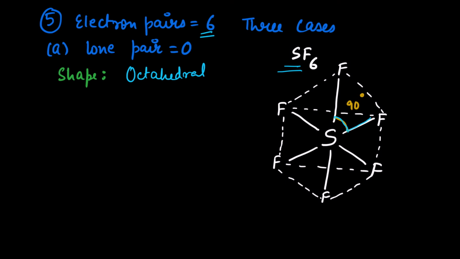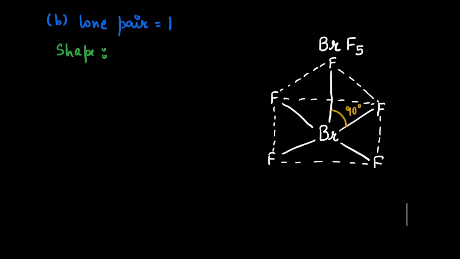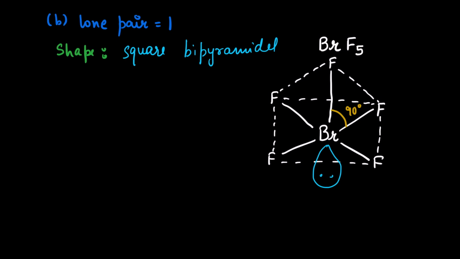Now let's look into this case where one of the bond pairs is replaced by a lone pair. The shape is now distorted. To have this minimum repulsion, it will have a square pyramidal shape. The angle is 90 degrees between these bond pairs. This shape is acquired when it has minimum lone pair and bond pair repulsion. This is an example corresponding to BrF5.